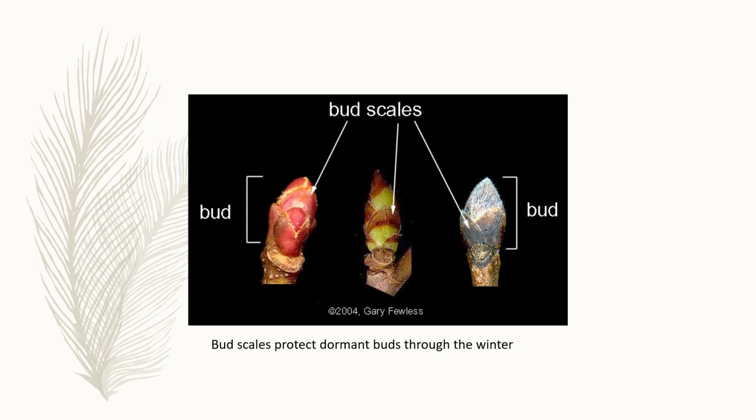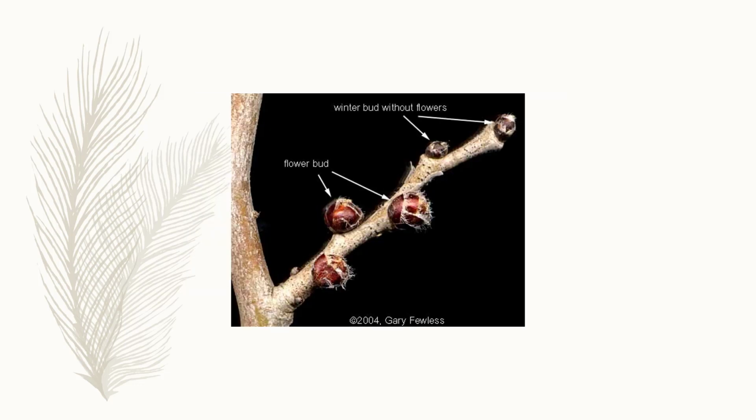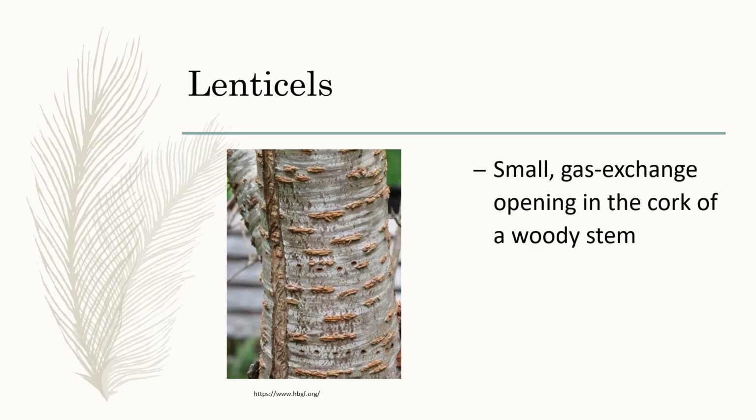Many plants have bud scales that protect the dormant buds through the winter. So the upper portion buds here are vegetative buds, and these roundish buds are flower buds. I mentioned lenticels. These are small gas exchange openings in the cork of a woody stem. This is a flowering cherry, and with flowering cherries, they're very prominent. Very helpful when you're trying to identify whether or not it's a flowering cherry, because the plums can look very similar, but they don't tend to have these very prominent lenticels.